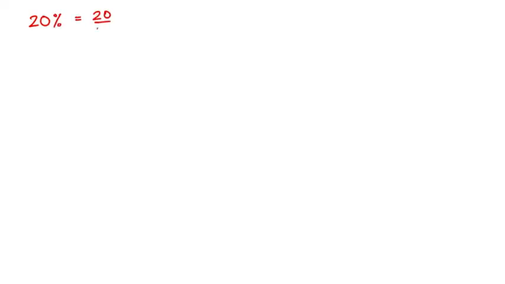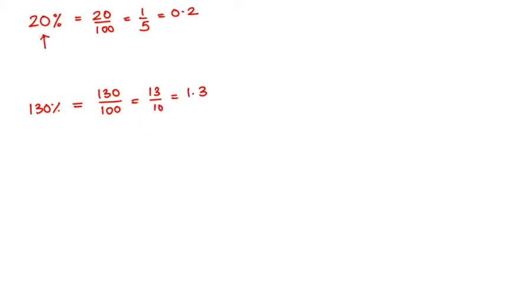20% basically means 20 by 100. I can rewrite this as 1 by 5 and is equal to 0.2. Similarly, when I say 130%, what does 130% mean? 130% means 130 divided by 100. That is nothing but 13 by 10, which is equal to 1.3. Now this is known as percentage. These are known as fractions, and this is what is known as the decimal equivalent. So every percentage can be written as a fraction or can be written as a decimal.